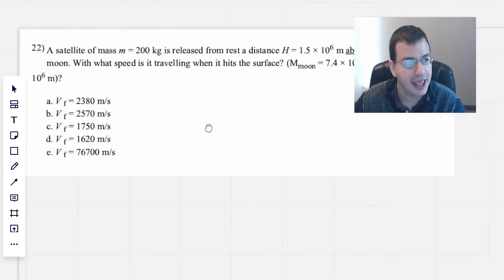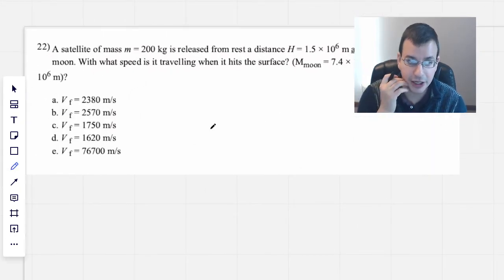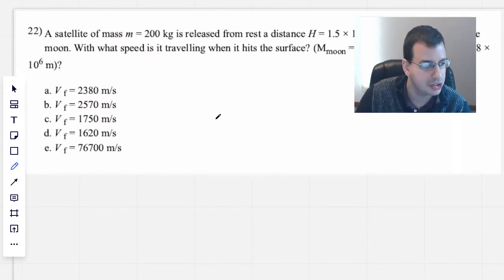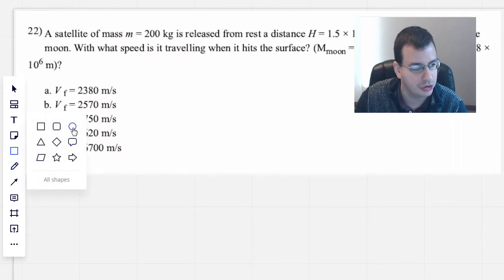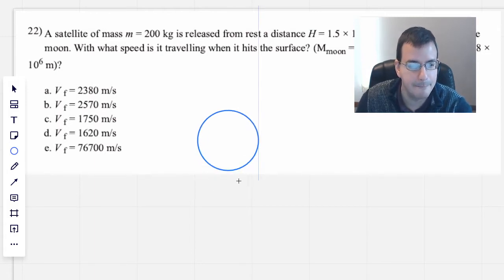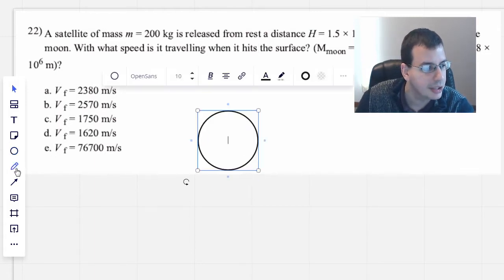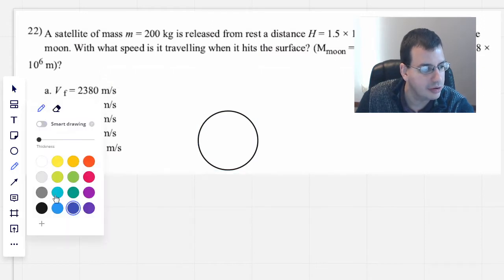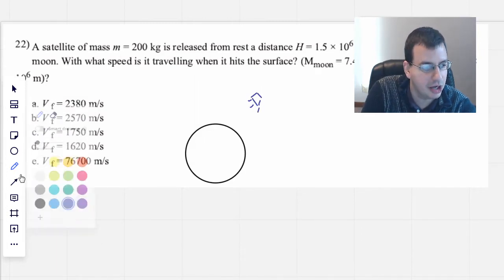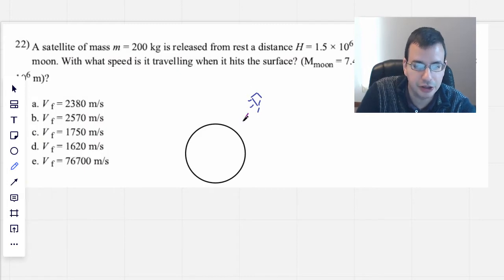Okay, and so your first thought here is draw a picture, because pictures are nice. I could use a circle. Very nice. So we have a circle, this will be our moon. And then we'll say blue for our satellite, something kind of like this, with a little bit of teeny legs. And then draw it falling to the ground.